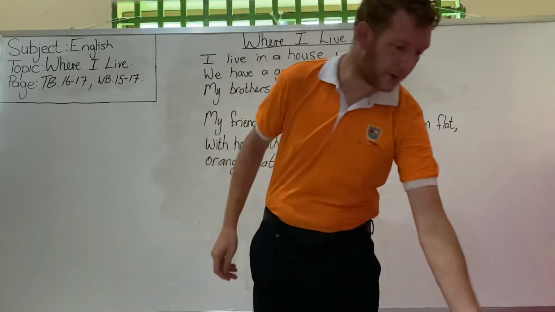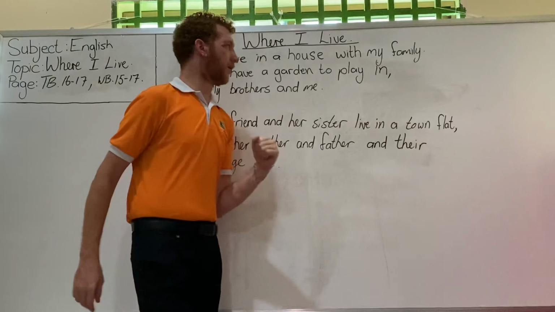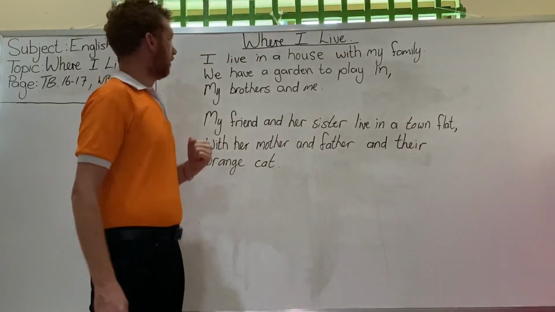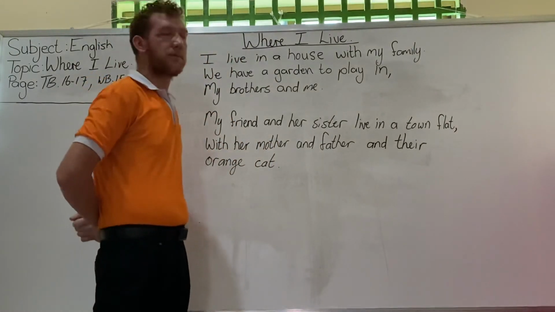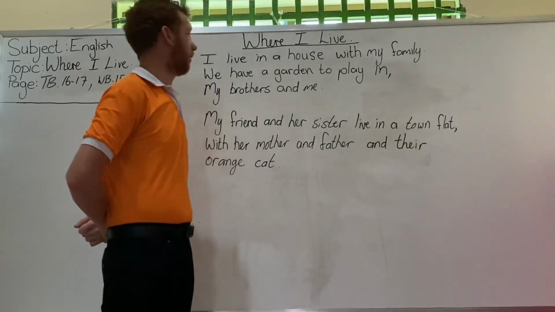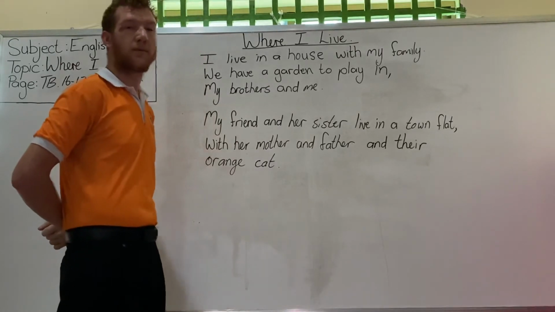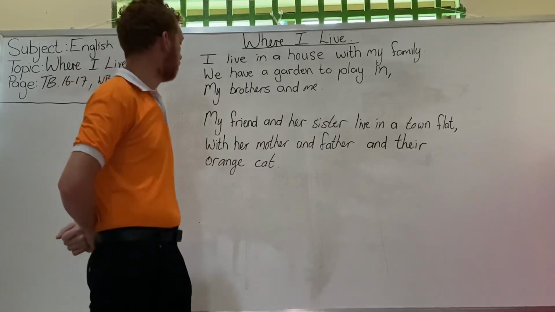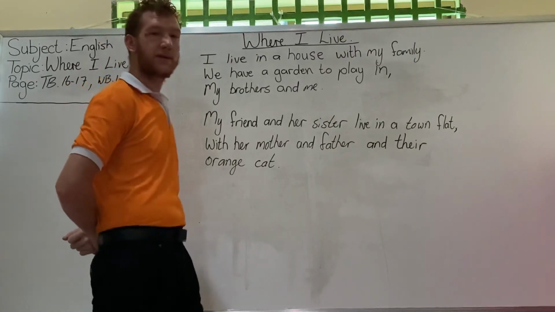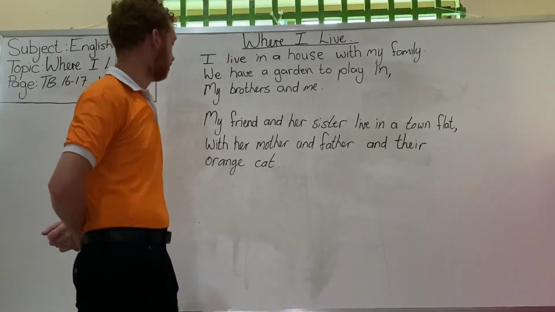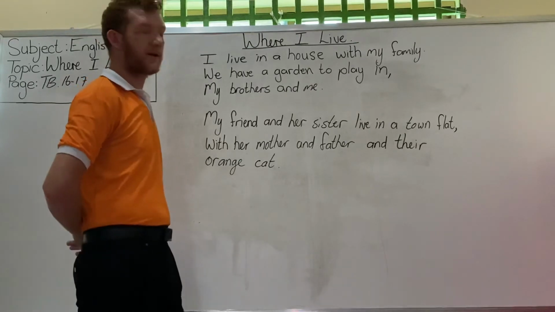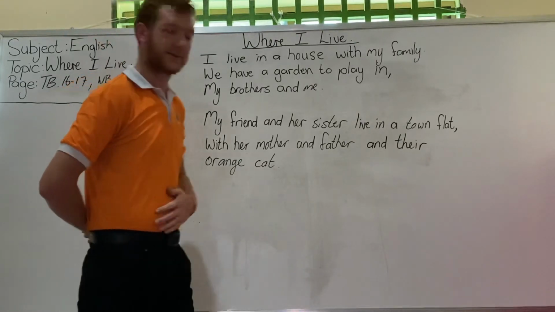Before we go, I will read this one more time. I live in a house with my family. We have a garden to play in, my brothers and me. My friend and her sister live in a townhouse with her mother and father and their orange cat.